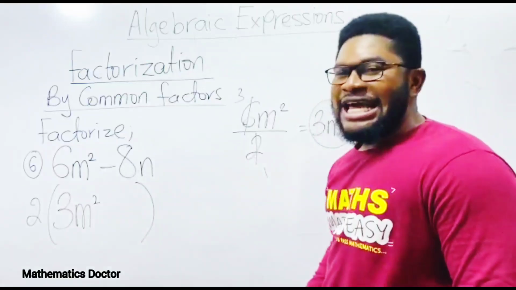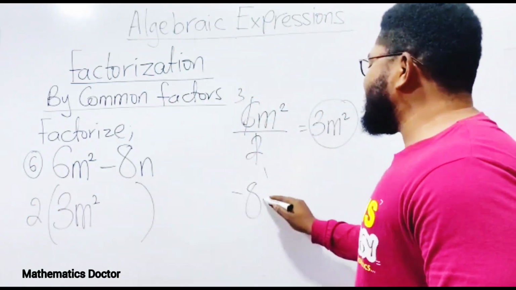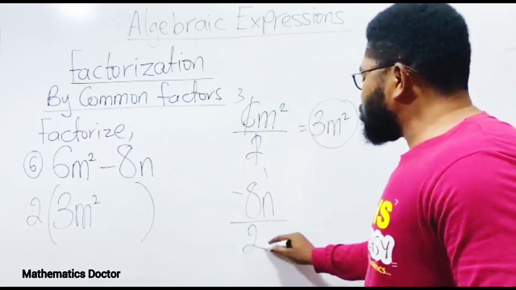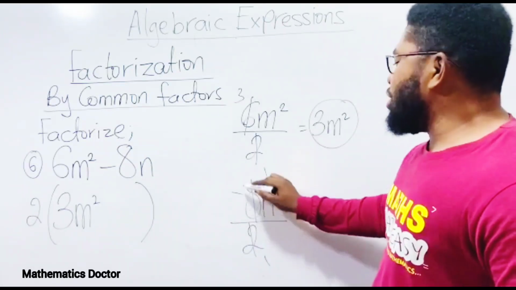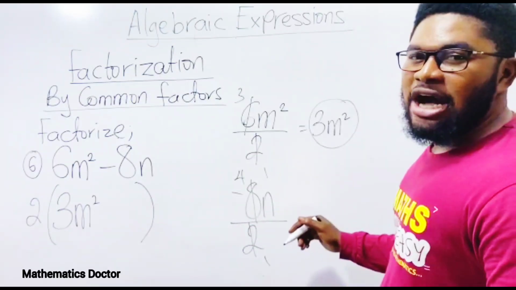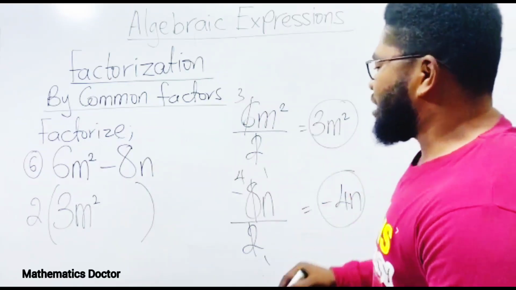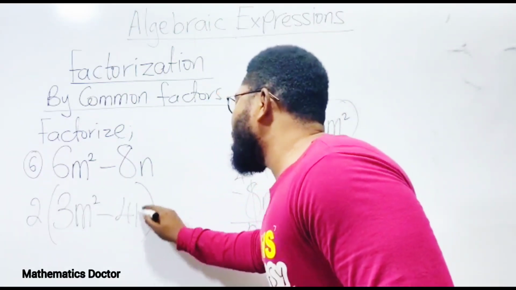Now we take minus 8n that we divided by the common factor, which is 2. Minus 8n divided by 2. 2 here 1. 2 into 8 is 4. So we end up getting minus 4n as our common number. So minus 4n, which is the final answer. We put it here, minus 4n.